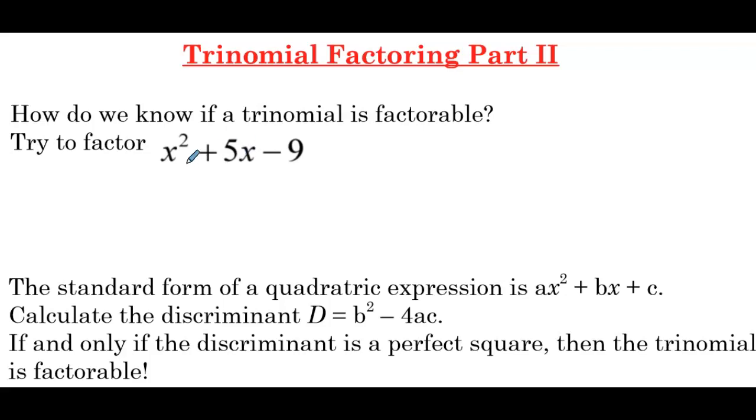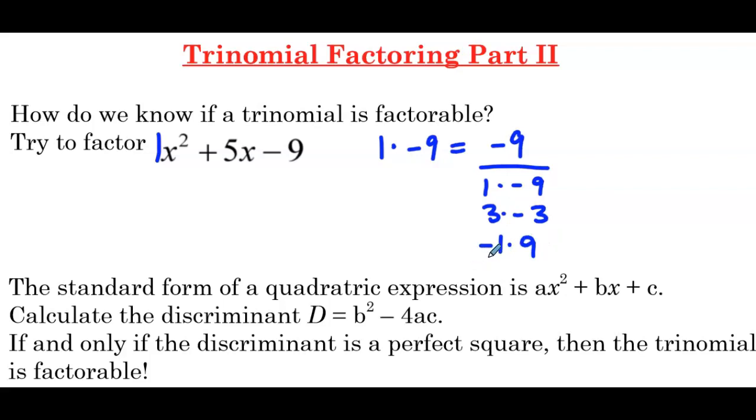Well, if we try to factor something like x squared plus 5x minus 9. So leading coefficient is 1, constant term is negative 9. So 1 times negative 9 is negative 9. So we'll list out all our possible factor pairs: 1 and negative 9, 3 and negative 3, and negative 1 and positive 9. Okay. Well, looking at all of these factor pairs, none of these add up to positive 5. So that's an issue. We can't use grouping. So then maybe this trinomial can't be factored.